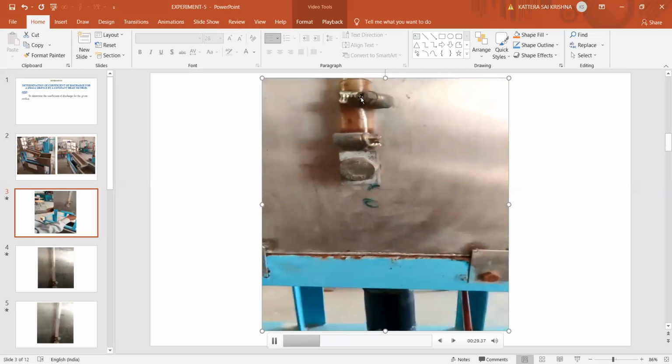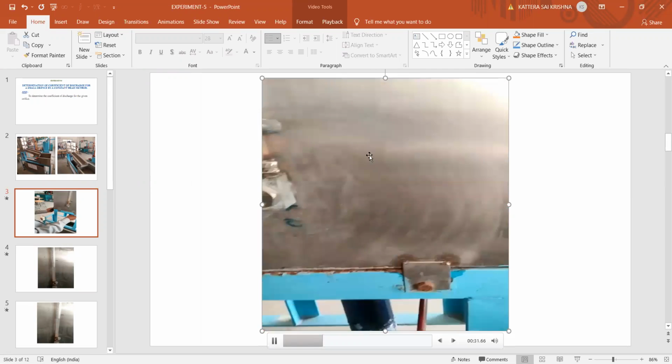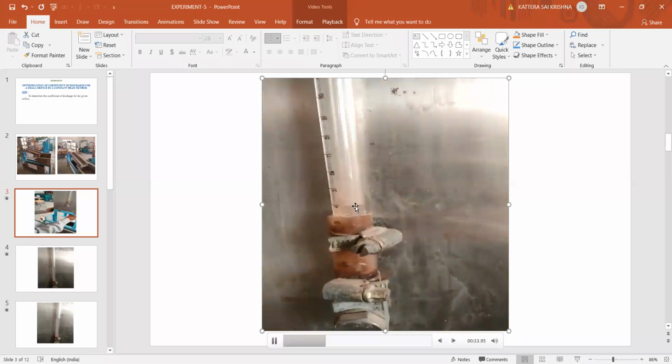See here, now the water starts filling the tank. The supply tank will be filled. So we need to wait. See here, it started filling here.